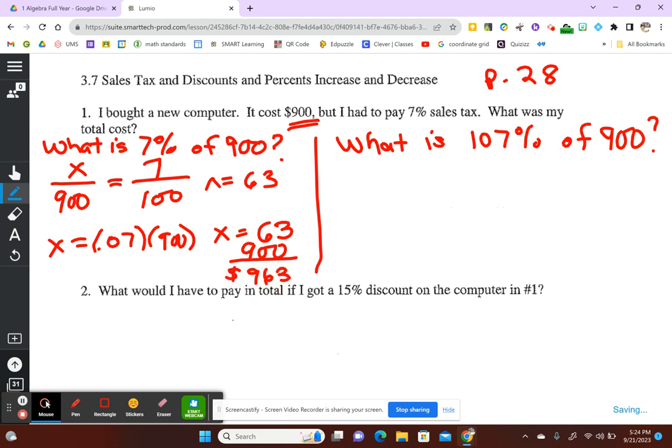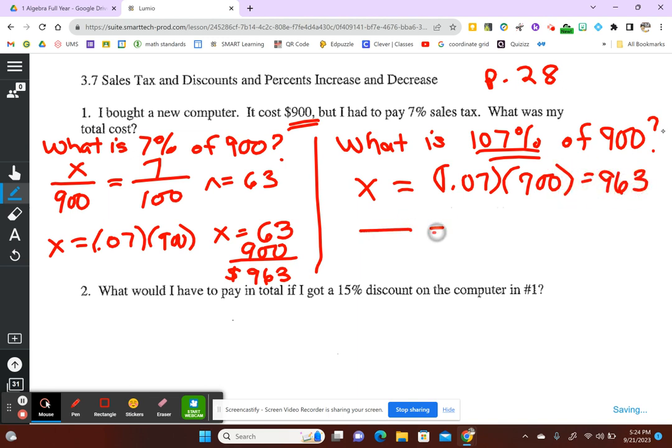Either of those methods would work, but you could also say what is 107% of 900, which would just be x equals 1.07 times 900, and you get 963 in one shot. Or you could say fraction bar equals fraction bar over 100. 100% is 900. What's 107%? And then you get 963.